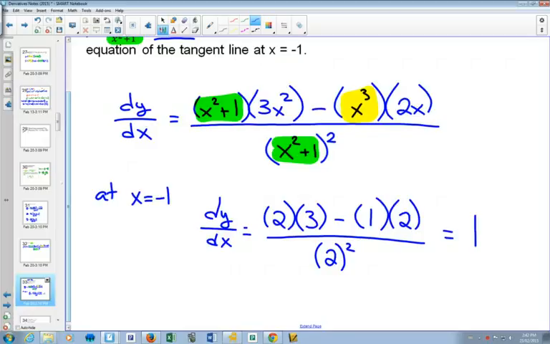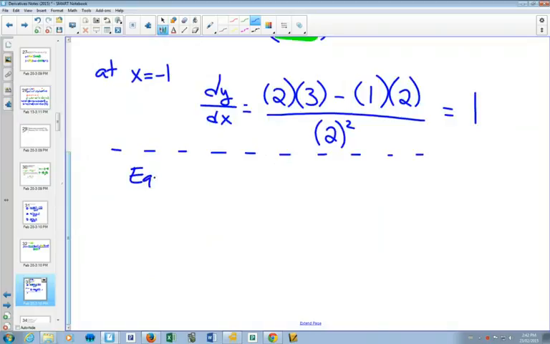Now, if we want to find the equation of the tangent line at that point, a couple of things. Anytime you want to find the equation of the line, there are two main things you need to know. One of them is the slope, which we figured out in the first part. We already know that the slope of our line is 1. But you also need to know at least one point on that graph.